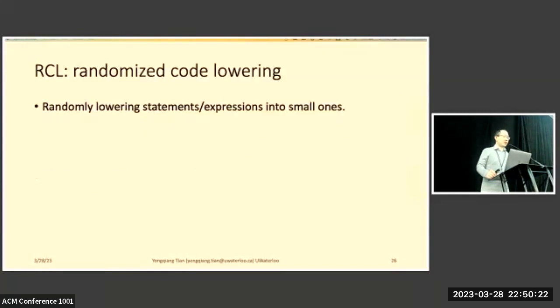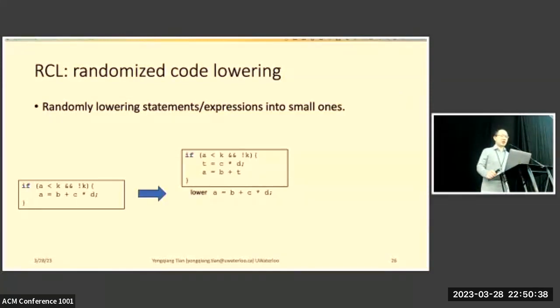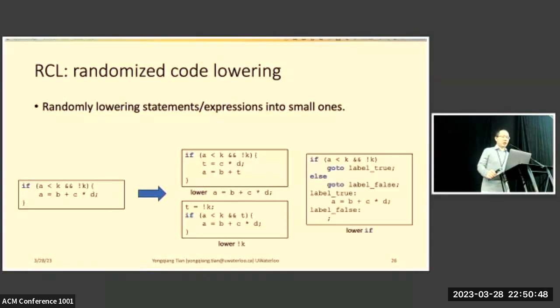The first operator we use here is called RCL, randomized code lowering. Basically, we will randomly lower statements into smaller ones. For example, given the code snippet shown here, we may randomly lower the statement A equals B plus C times D into 2 statements. We may also extract the not operator from the if, or we can replace the if with a lot of goto statements and labels. By doing so, we can generate more variables in the debug information, and also diversify the syntactic structure of the code snippet.